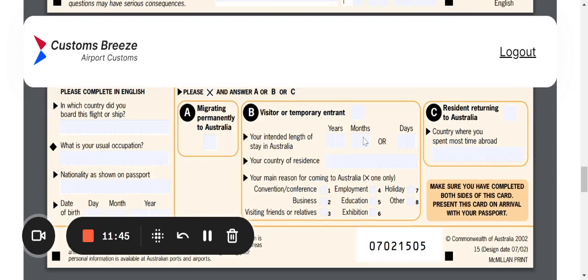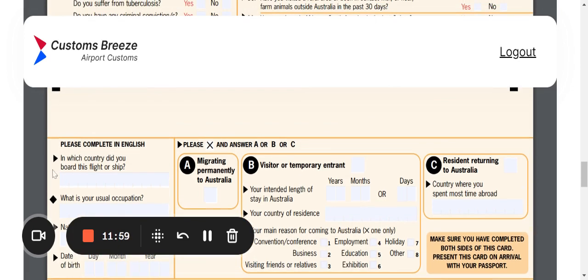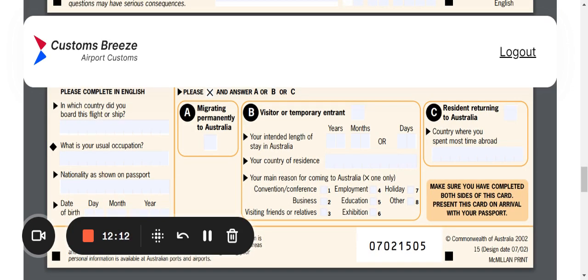IPC card. Okay, and the next section is very short, but it's important that you look at it carefully and you fill out the appropriate sections on this side of the card. So the next one is asking you, please fill out in English, in which country did you board this flight or ship? So where did you start your journey? Did you start your journey to go to Australia from United States, from Korea, from China, from Africa, from Sweden, from France, any place like that? They're asking you, where did you start this trip from? So fill out this section.